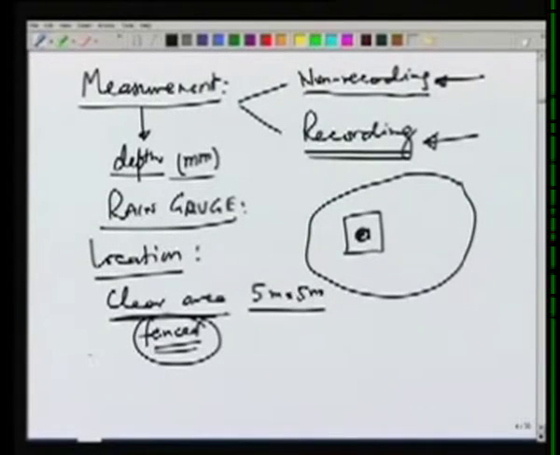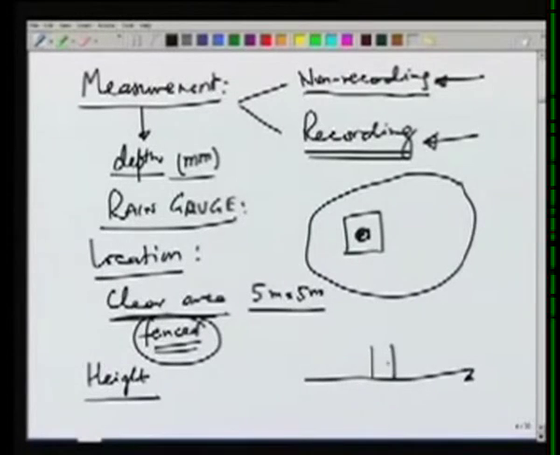Then the height, if this is the ground level, the rain gauge may be installed at some height, so the water falls here, the rain falls here, or we can have a lower height.